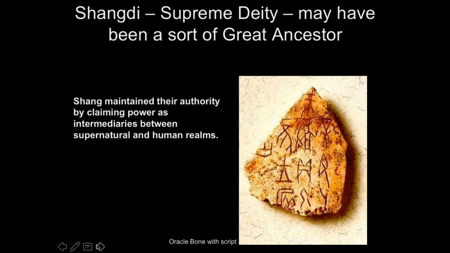So this oracle bone has an early script on it. It eventually develops into the Chinese characters we're familiar with today. But priests would use these and heat them over fires, and it was a way to communicate with the ancestors or the supernatural realm. And again, this would be the human realm, or humans on Earth, trying to instigate the supernatural.